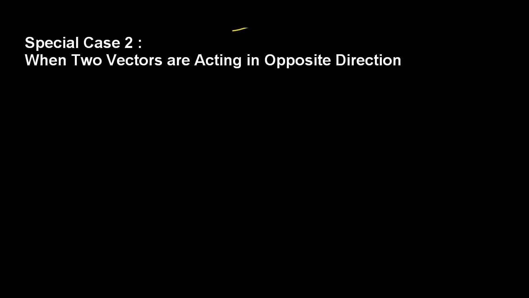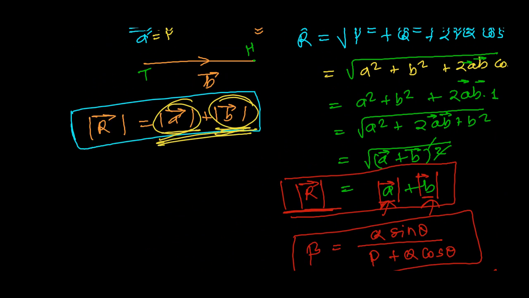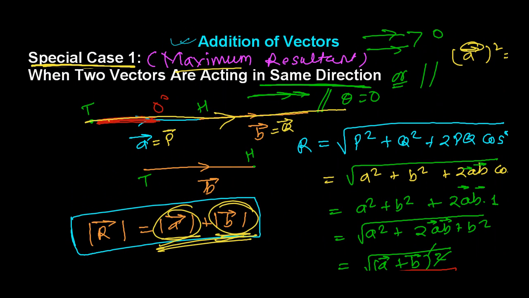In the previous video lesson of vector addition, we learned special case 1, which is also known as the case of maximum resultant. This time we are going to talk about case 2. In maximum resultant, we learned that when two vectors are acting in the same direction, the addition of those two vectors will give us the maximum resultant, and the resultant's direction will be the direction of the first or second vector, right?